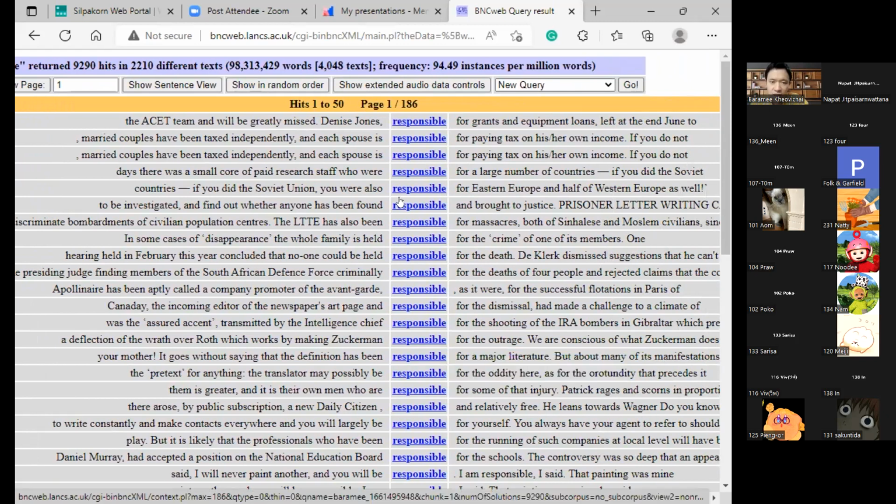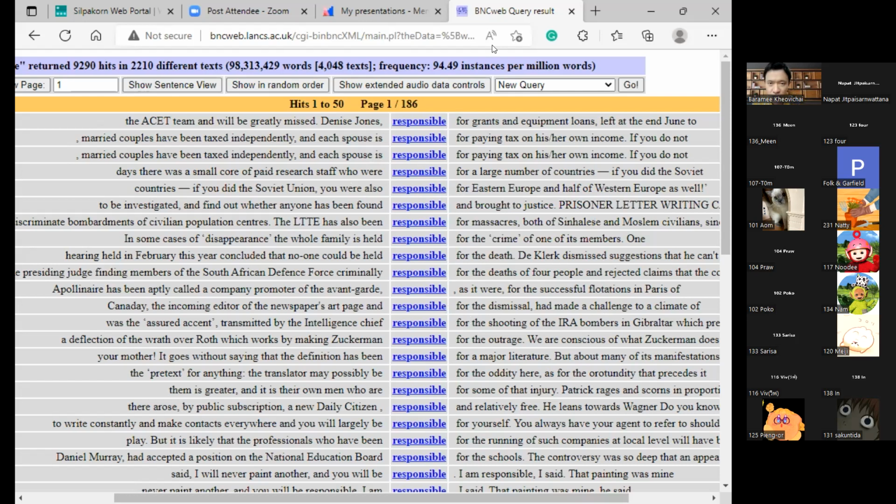By doing this, we can observe the collocation. We can see which words tend to be on the left or on the right of the word responsible. We can see it more clearly this way. This is an example with the word responsible, but you can search for many other words that you like. You can then look at the concordance lines to see the collocation and the meaning of the word.